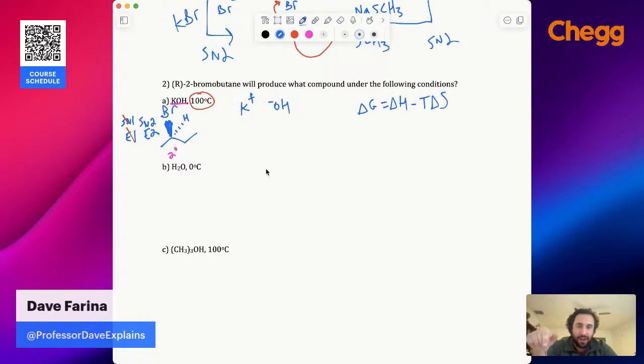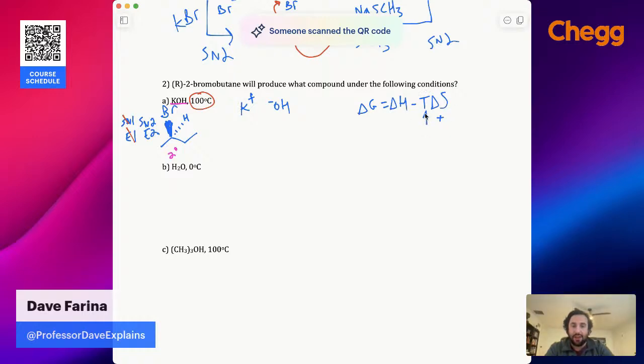And elimination reactions are entropically favorable because you're going from a substrate and a base to the conjugate acid of the base, the elimination product, and the leaving group, right? So you're going from 2 things to 3 things. That's a dispersal of matter. So that's entropically favorable, which means a positive delta S.